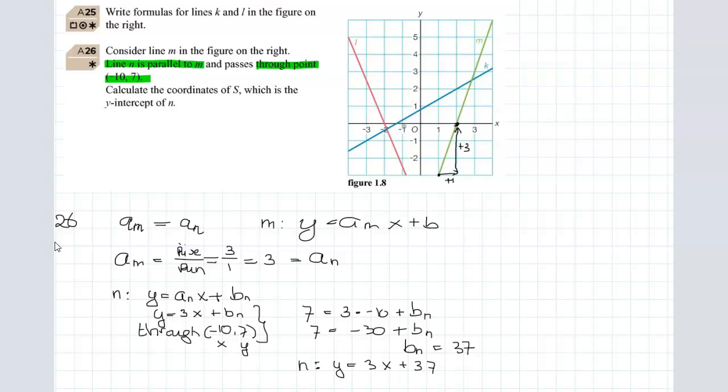Okay, what were they asking us? They were asking us to calculate the coordinates of S, which is the y-intercept. Well, on the y-axis, x has a value of 0. And if x has a value of 0, I get y = 3 times 0 plus 37, and that means that the y value in that case is 37. So this is the x of point S, and the y of point S is 37. That means that S will have the coordinates (0, 37).